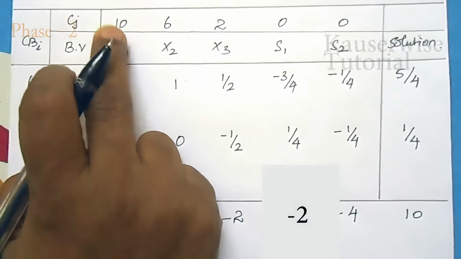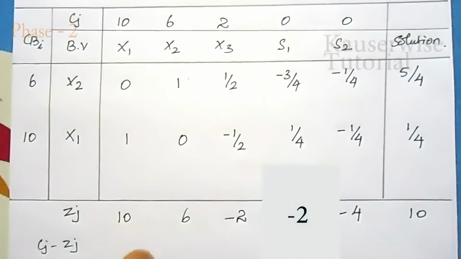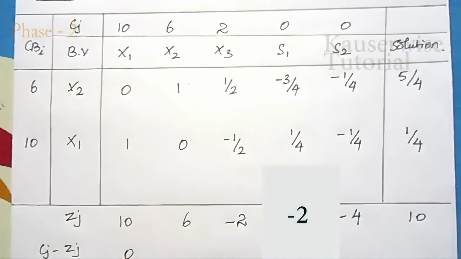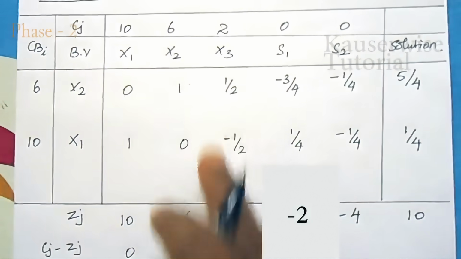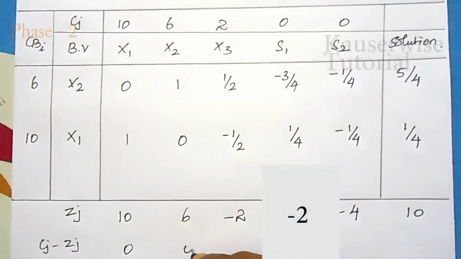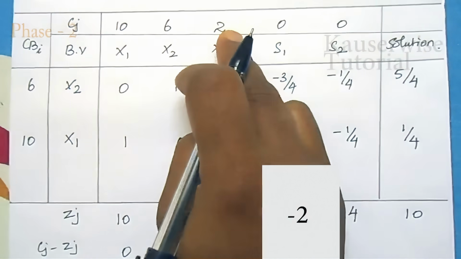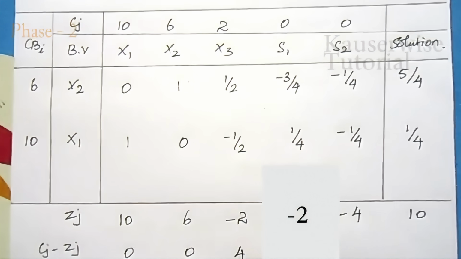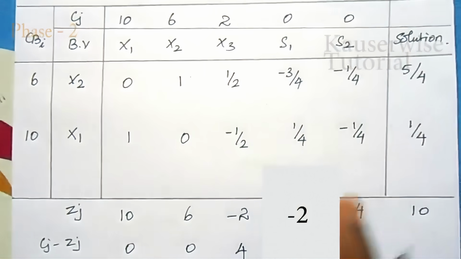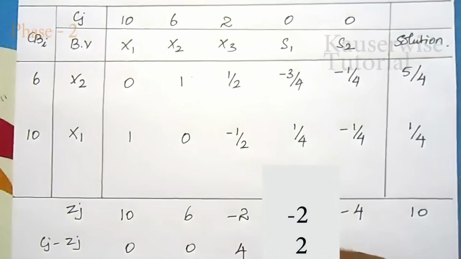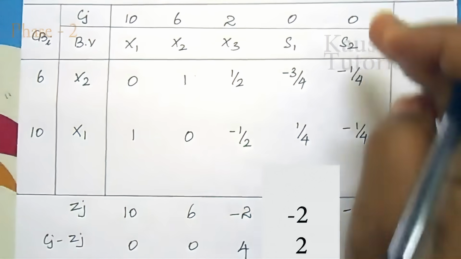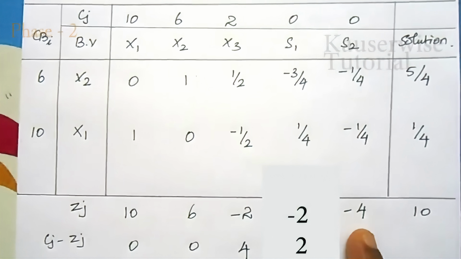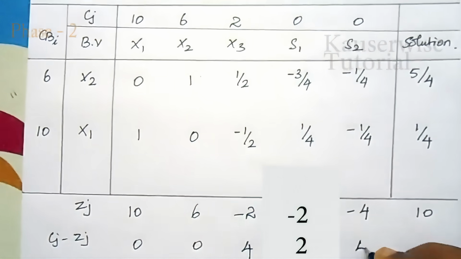Now, calculate Cj minus Zj value. Cj value is 10. 10 minus 10 is equal to 0. For x2, 6 minus 6 is equal to 0. Next one, 2 minus minus 2 is equal to 4. Next one, 0 minus minus 2 is equal to plus 2. Next, 0 minus minus 4 is equal to 4.